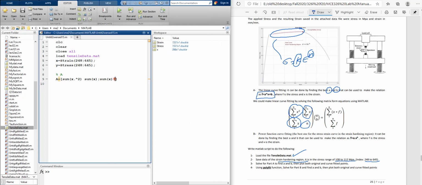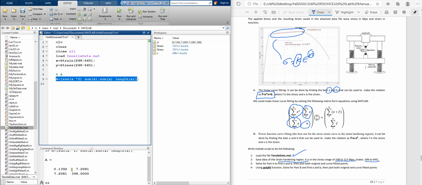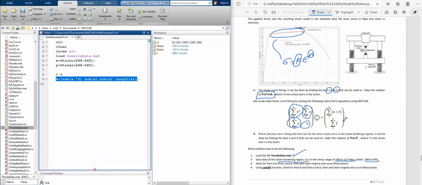But no, I don't know. So write length. Length of X or Y, they are the same. So this is the value of A. If you want to run to see what's the value of A, I will show you. Evaluate. This is the value of A. We have four values.